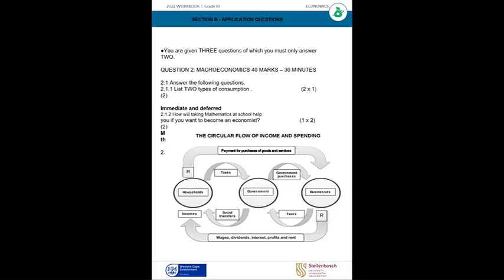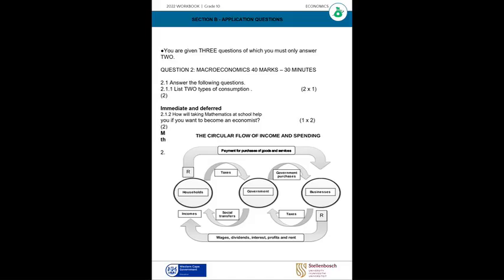Now your 2.1 has 2 sections, and those are your easy parts, okay? Those are your easy questions. Your 2.1 is for 4 marks, and those are the easy ones, right? So the first one, 2.1.1, says, list 2 types of consumption, right? So you're just making a list. You don't have to explain, you don't have to discuss, you're just saying what it is, right? And therefore, 2 times 1 means you must give 2 things, and for each one you are going to receive 1 mark, which will then give you a total of 2 marks. And the answer there is obviously immediate and deferred consumption.